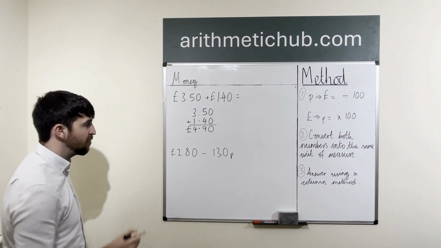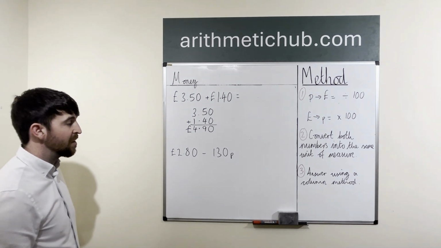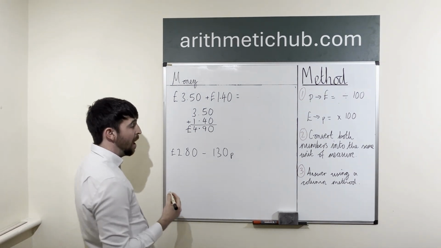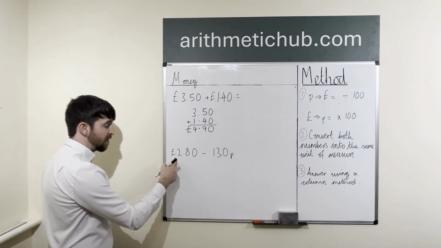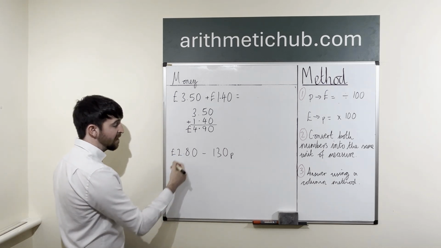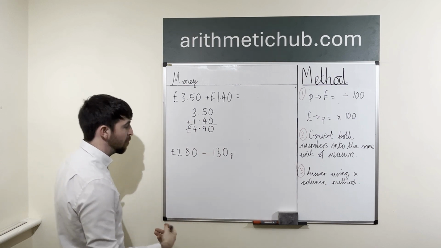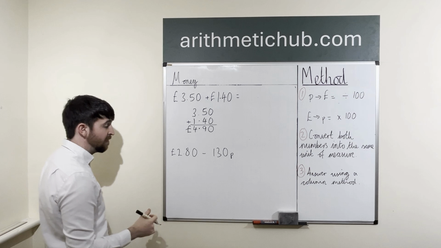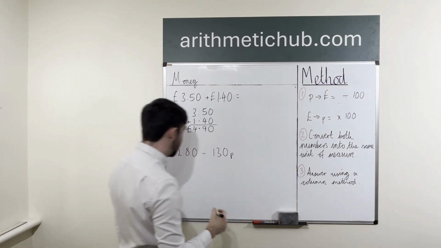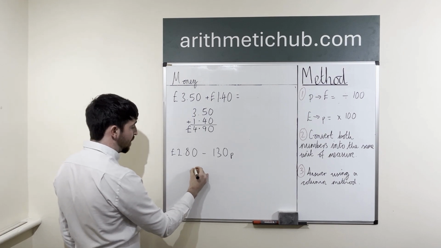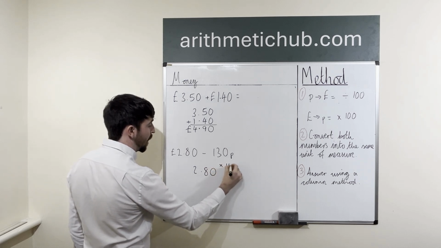When we look at this question, this is where the second part of the method comes in. Convert both numbers into the same unit of measure. Now, I find working in whole numbers rather than decimals much easier to do. So the first thing that I'm going to do with this question is convert £2.80 into whole numbers. Okay, so rather than it being pounds and pence, I'm just going to convert it into pence. Now I know how to do that. Pounds to pence, I need to multiply by 100. So I'm going to write in my £2.80, and then I'm going to multiply it by 100.